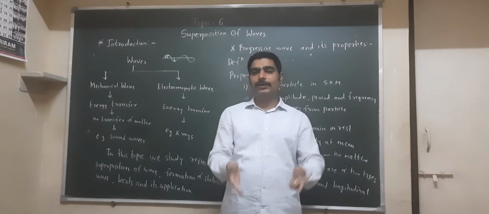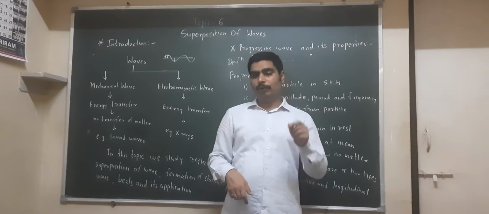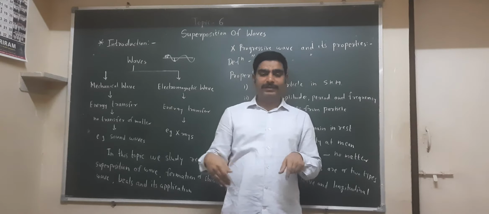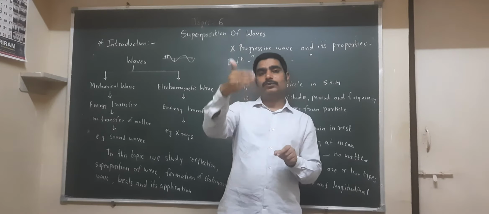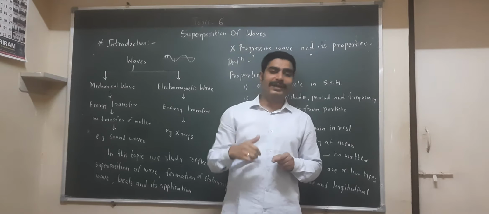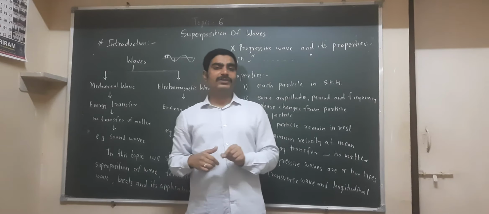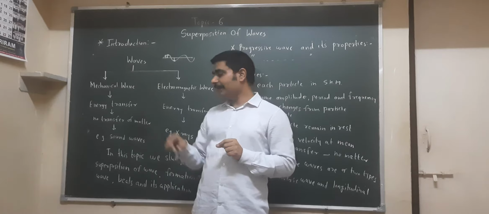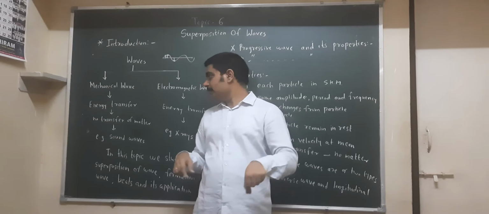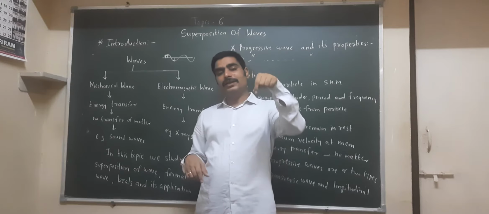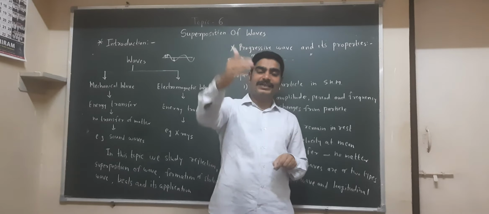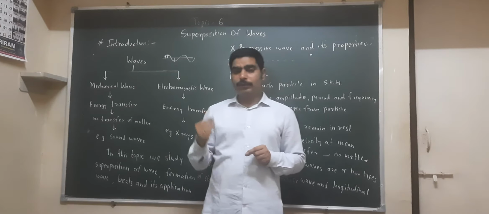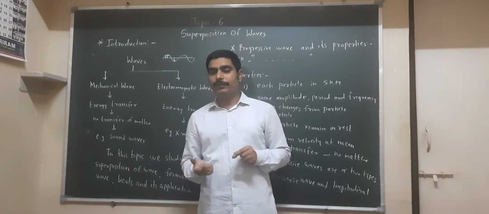Suppose students are sitting in a row. On the first bench, I have given a notebook. Then we have to pass this notebook from the first bench to the last bench. The first student will give the notebook to the second, second to the third, third to the fourth, and then the notebook will reach the last bench. Here the students haven't changed their position, but the notebook is transferred. The same thing happens in mechanical waves. The particles, meaning the students, remain at the same place. There is no transfer of matter, only energy is transferred, meaning only the notebook travels. So this is regarding the mechanical wave. The example of a mechanical wave is sound waves.